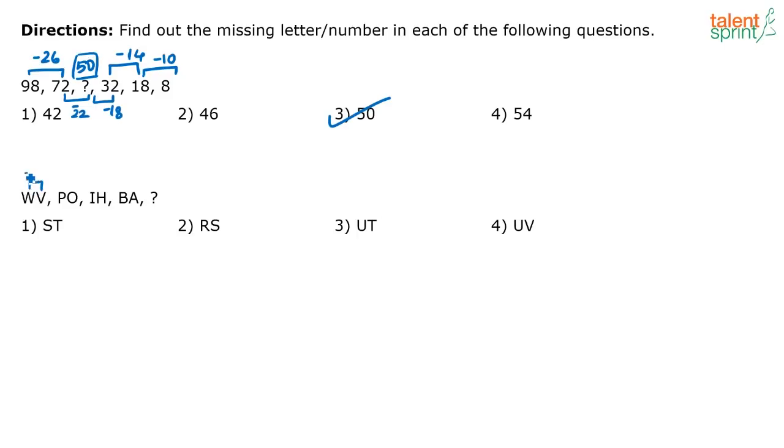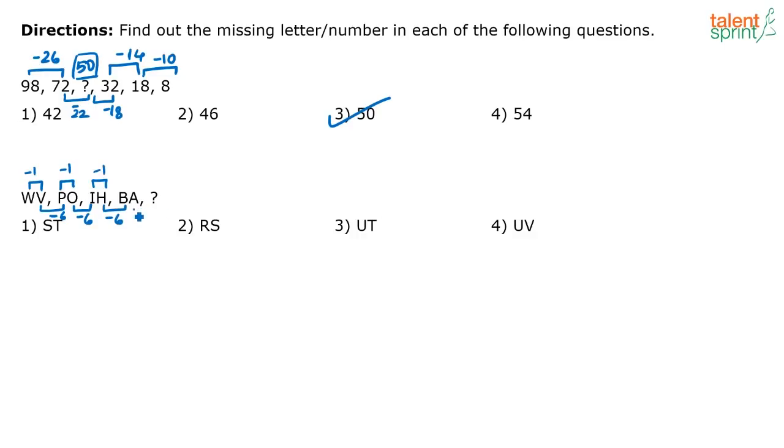Now when we look at the next one, what is the pattern? See, W minus 1 is V, correct? Then if you find out the relationship between V and P, what is it? V minus 6 is P, right? After P: Q, R, S, T, U, V. Again, P minus 1 is O. So again, here I minus 1 is H. And here the difference is minus 6.